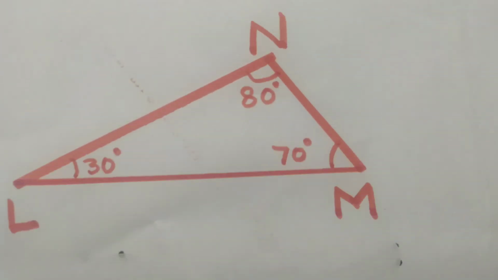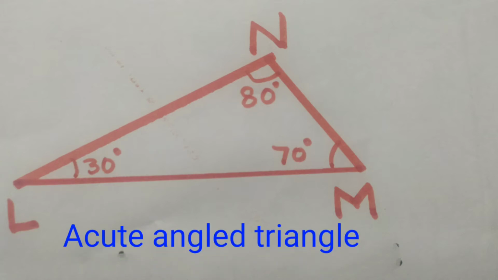Here, three cases arise. Case 1, when all the three angles of the triangle are less than 90 degree. Look at the figure. Triangle LMN is given with angle L 30 degree, angle M 70 degree, angle N 80 degree. So all the three angles are acute, less than 90 degree. So the name of this triangle will be acute angle triangle.